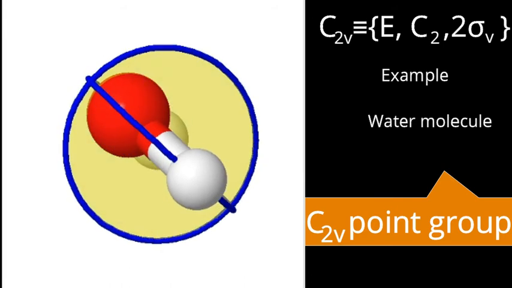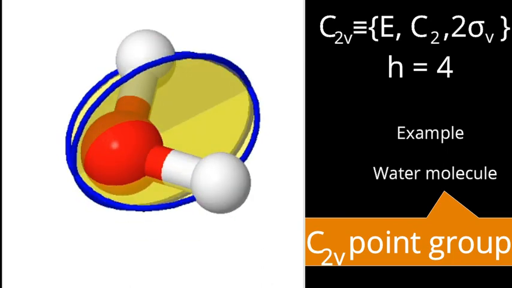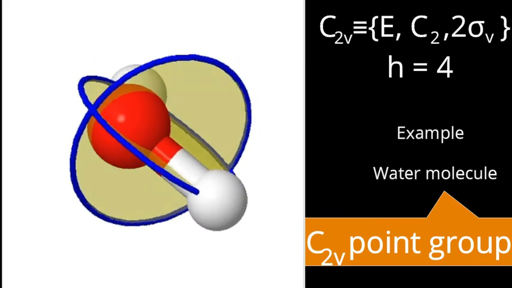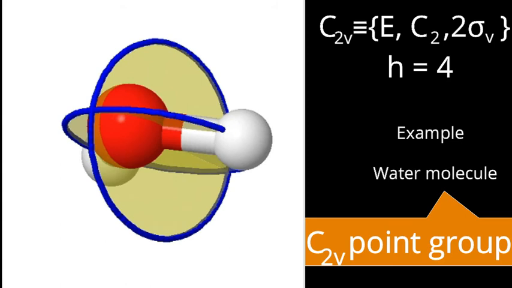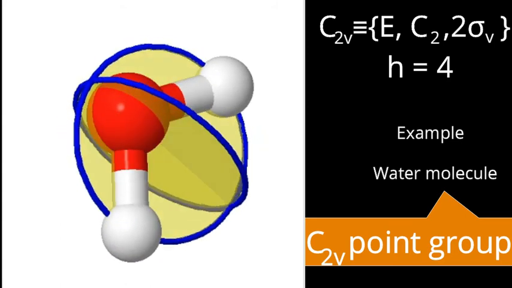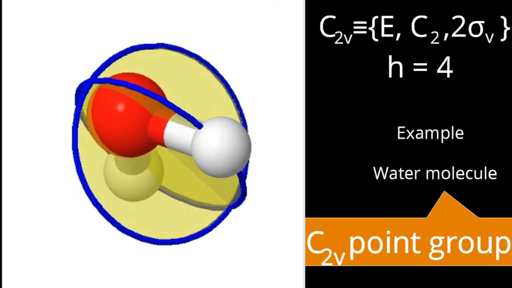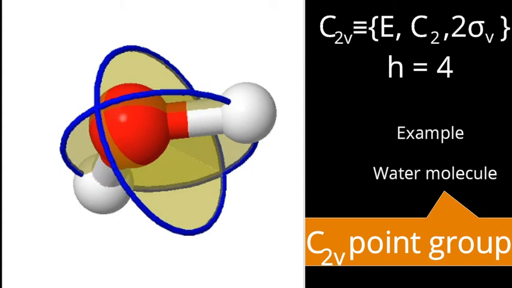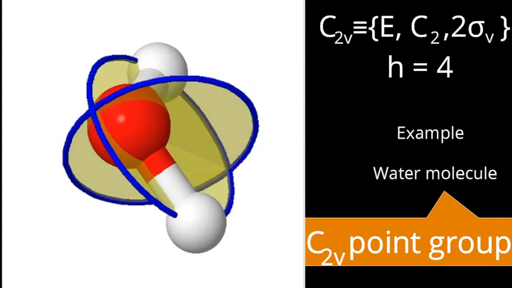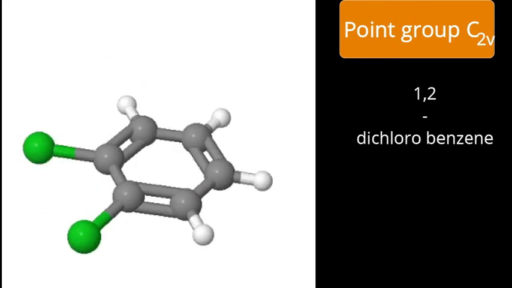If you remember, I said one term in the last video, that was the order of a point group, the total number of operations possible for that point group. How many total operations are there? 4. So what is the order of this point group? The point group is C2V. The order h is equal to 4. Let us see another molecule.